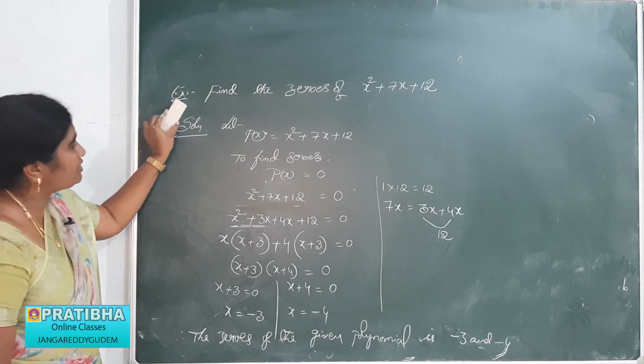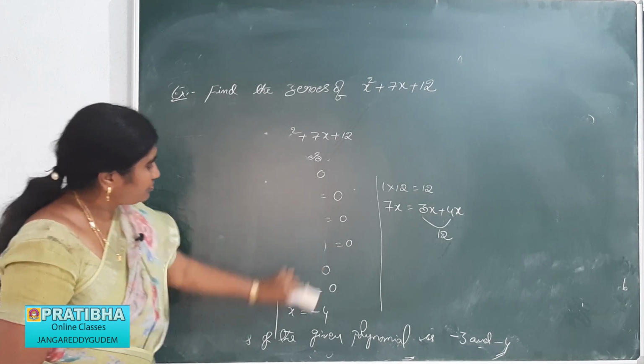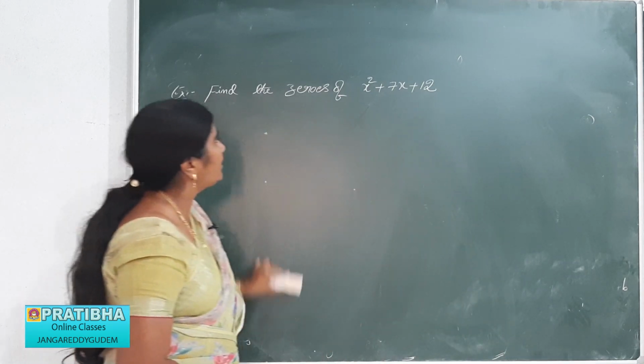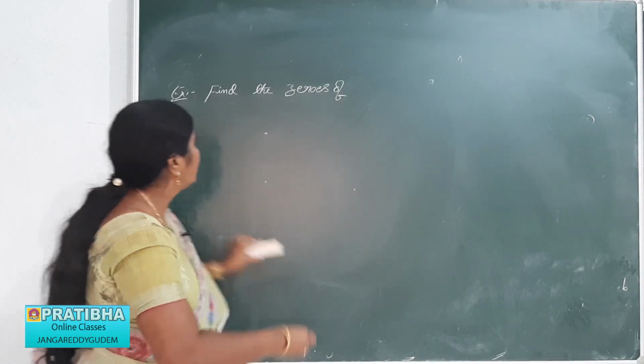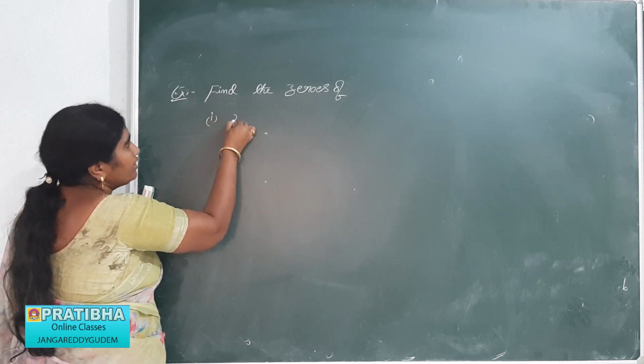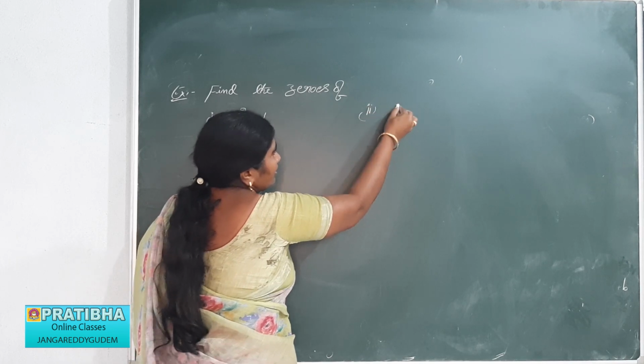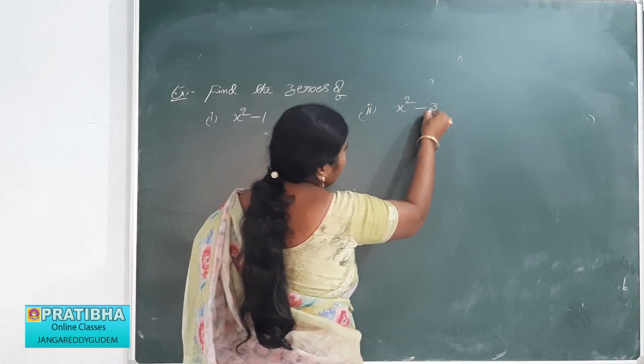Next, to find the zeros of the first one, x square minus 1, and second one, x square minus 3.